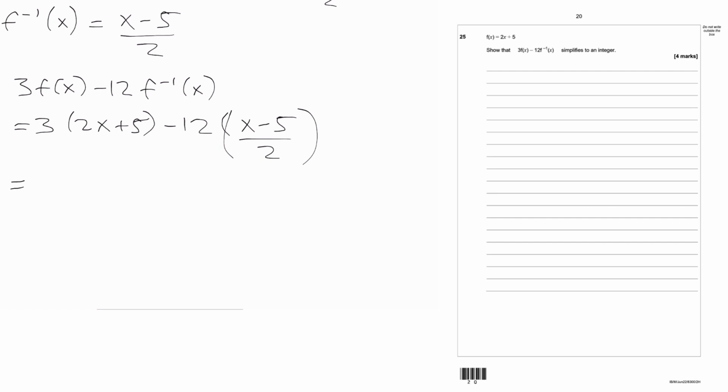So let's expand this out. Our first bracket, we get 6x plus 15. And for our second bracket, well, we can simplify this a little. We can cross out this 2 and this minus 12 and replace that with a minus 6. So we have minus 6 times x, so we have minus 6x. And then we have minus 6 times minus 5, which is plus 30. So we can see here we've got a 6x and a minus 6x, so we can cancel these out, and we're left with 15 plus 30, which is 45. So we've shown that when we plug in the values of f(x) and f^-1(x), we do indeed return an integer.